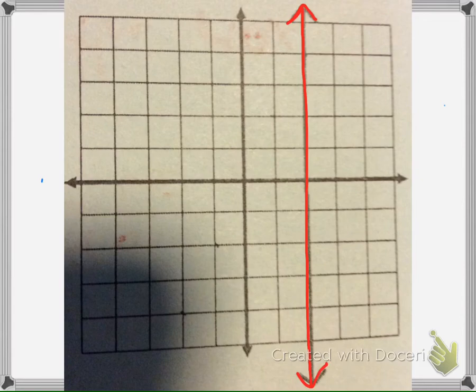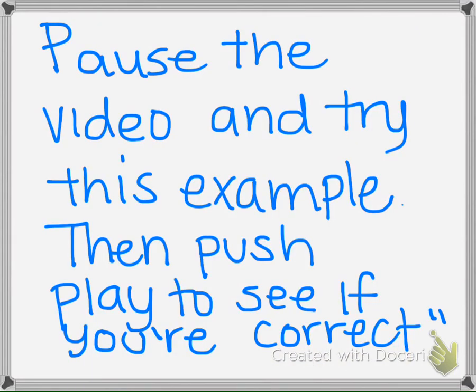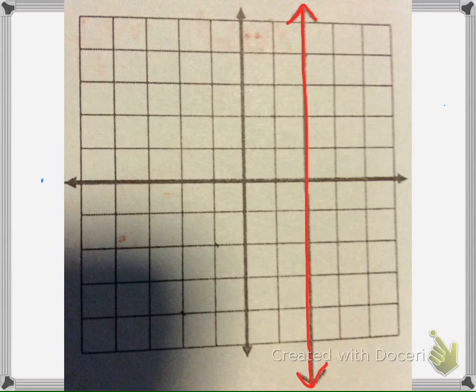Okay, go ahead and pause the video and try this next problem. Okay, so one way to do this problem is just to look at it. Think of the roller coaster. If the roller coaster was going up this, you'd be like, undefined as you come down here. So I could just look at it and know that the slope is undefined.